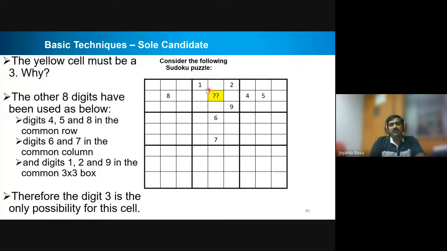Why 3? If you can see, 1 and 2 are here, and 4 and 5 are here, so it should not be 4 or 5. Similarly, 6 and 7 are here, so 6 and 7 are also not possible. So only the digit 3 is possible in the middle. Why in the middle? Why can't we write 3 here? Because maybe this cell is only for the single digit 3. So we need to find out this cell. These are the very basic techniques.